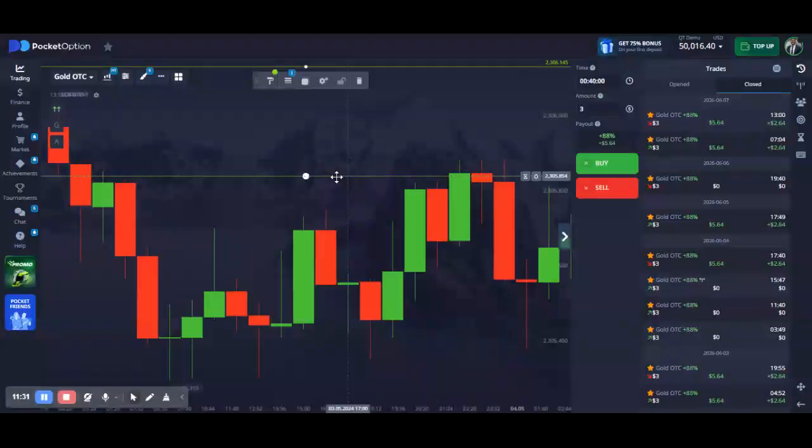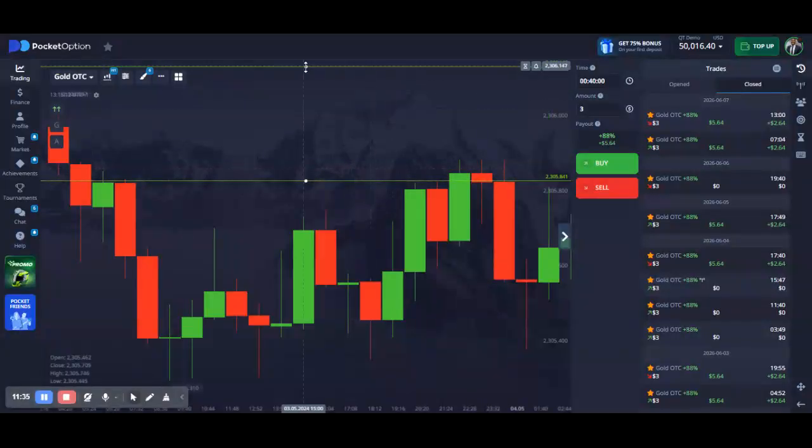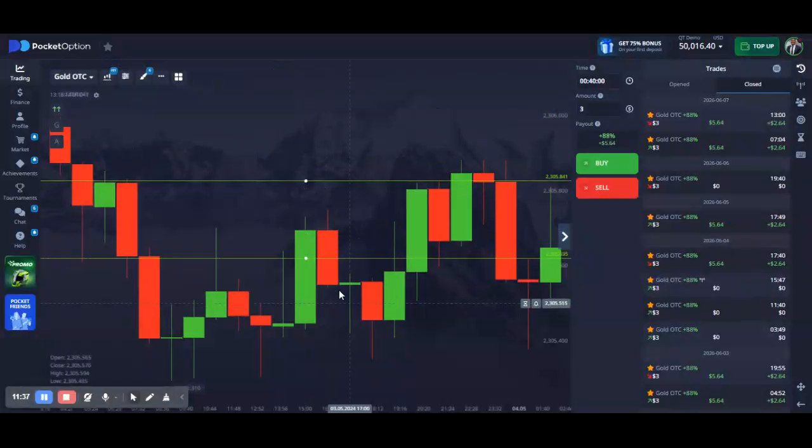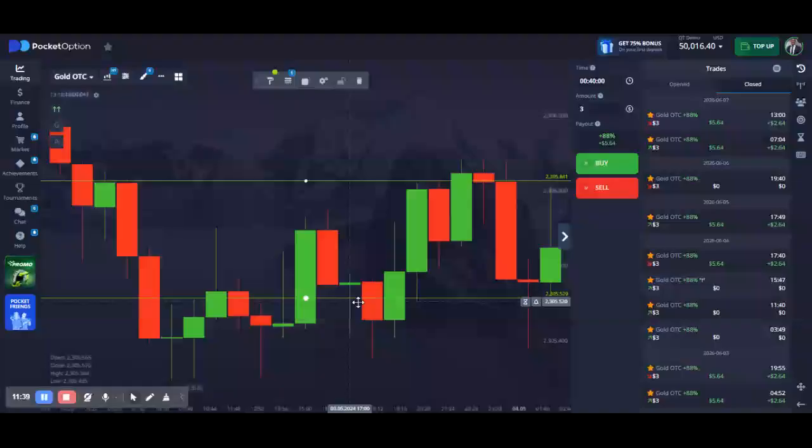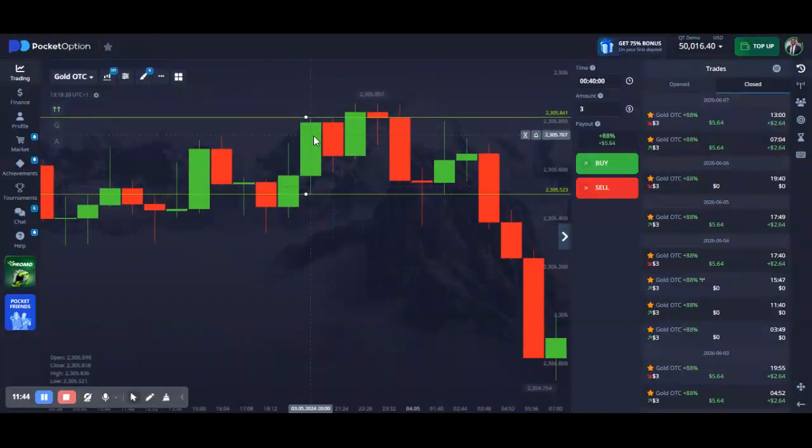Yes, another one. This is what? This is the mother bar. This is the baby bar. I will call it the baby bar. Mother, baby. This one went up but did not what? Did not close above it. So I'm waiting for this.